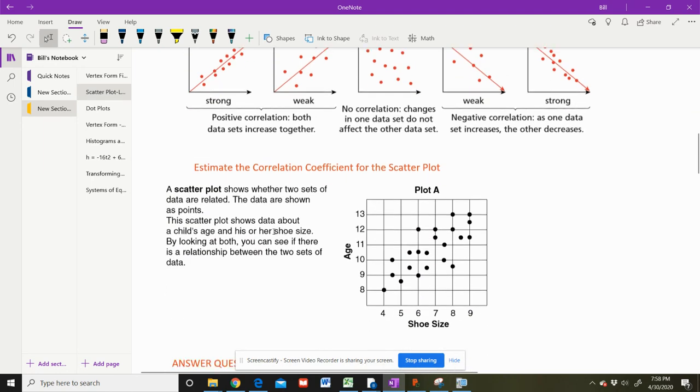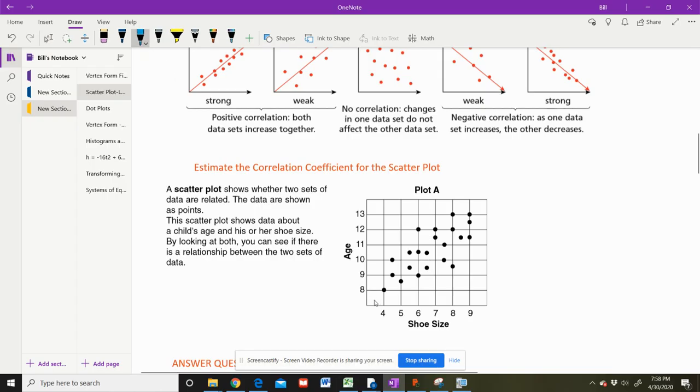All right, so for an example right now, I'm going to stop this on Edpuzzle. You guys will answer this question. So I want you guys to estimate what you think the correlation coefficient for this scatter plot would be. So the scatter plot, again, shows whether two sets of data are related. This scatter plot shows data about a child's age and his or her shoe size. By looking at both, you can see if there is a relationship between the two sets of data.